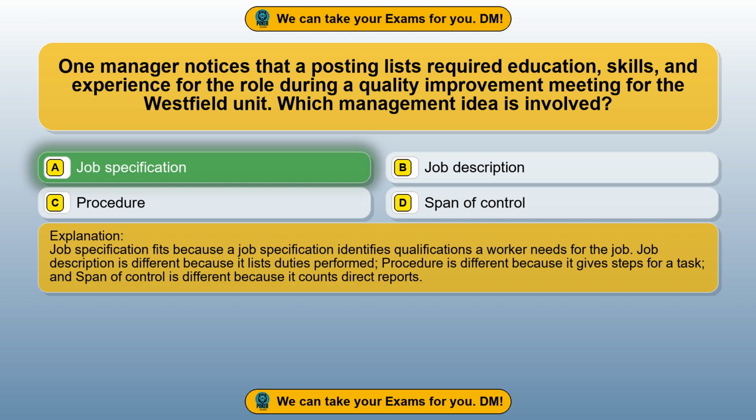Job specification fits because a job specification identifies qualifications a worker needs for the job. Job description is different because it lists duties performed, procedure is different because it gives steps for a task, and span of control is different because it counts direct reports.